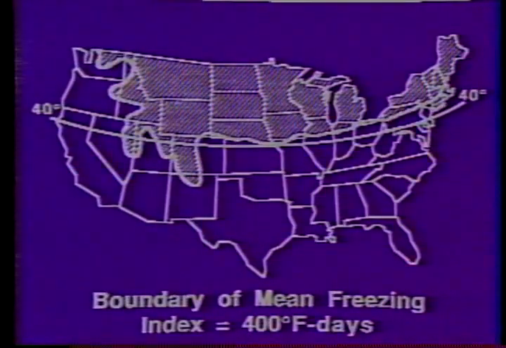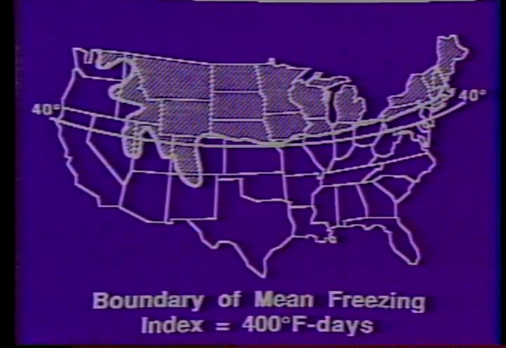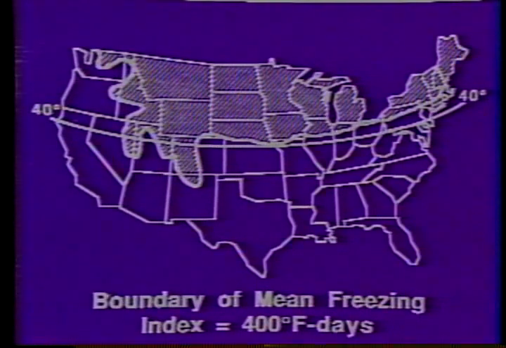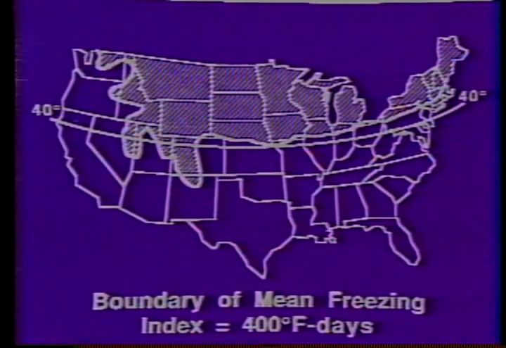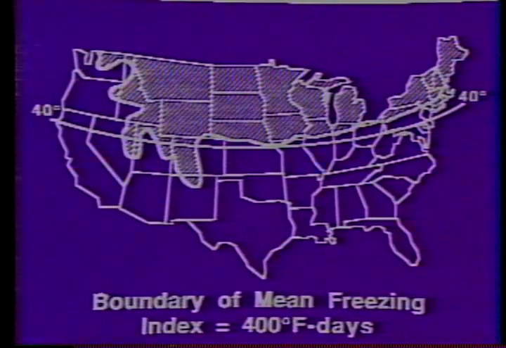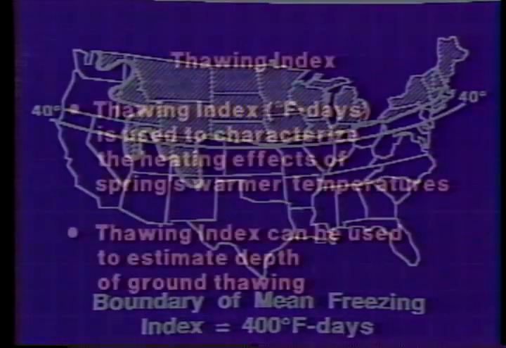This sketch of the U.S. shows the area where the average freezing index can be expected to equal or exceed 400 degree Fahrenheit days. Within the shaded area, freezing depths can be expected to exceed the total thickness of the pavement by a substantial amount, which may increase the need for road restrictions.